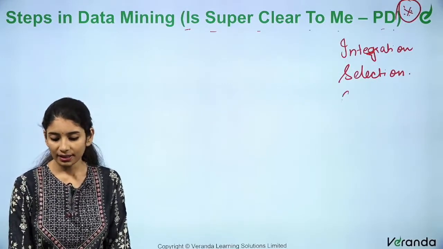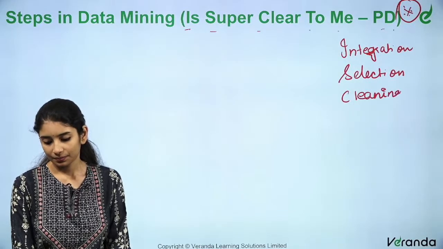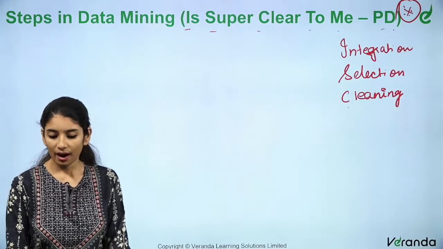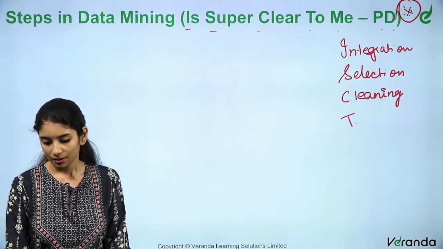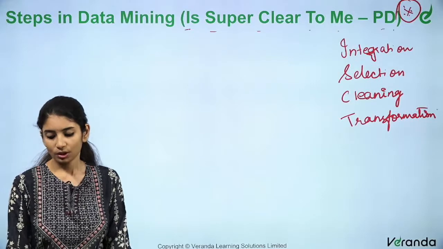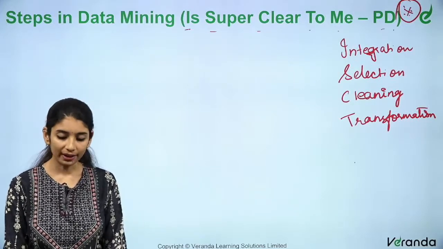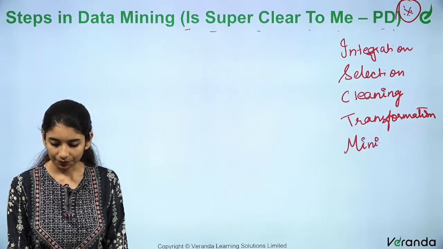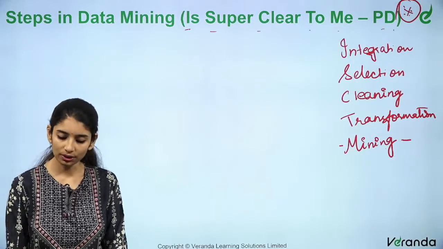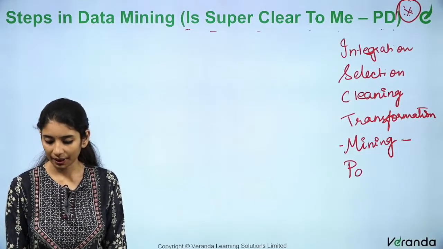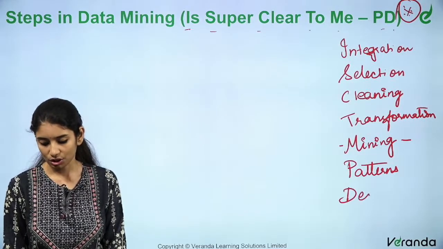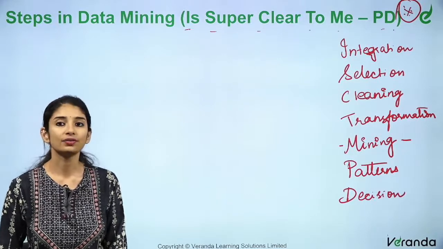After you select the data, data cleaning. You clean the data using techniques. Data cleaning. T, data transformation. You transform the data into the format that is required, and then data mining. The actual data mining, the process of running techniques to find out the pattern. Data mining, patterns, and then D is for decision making.